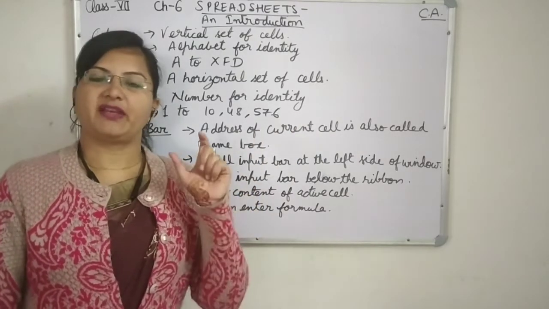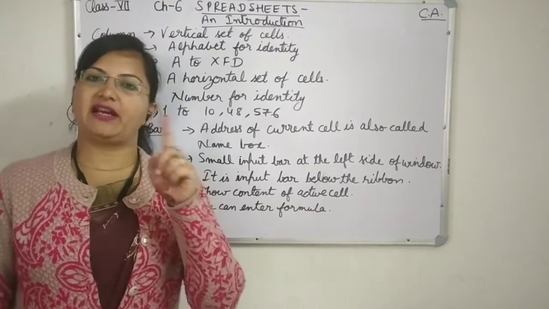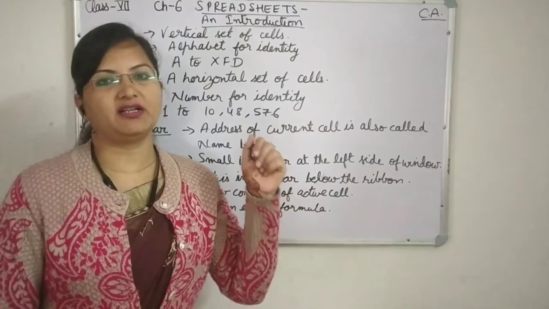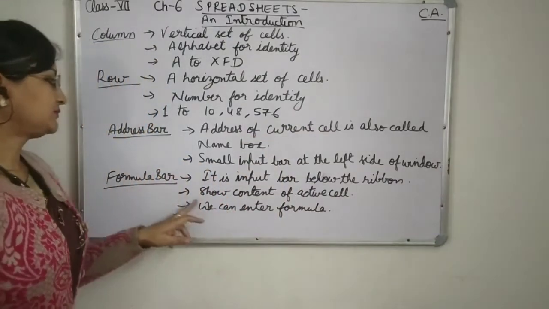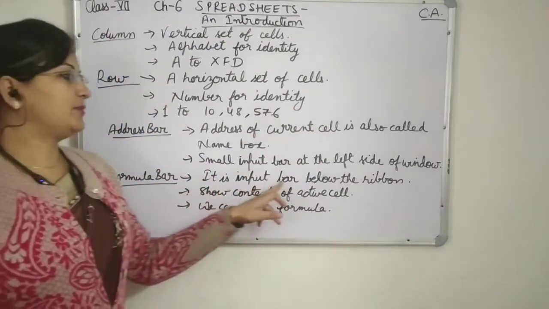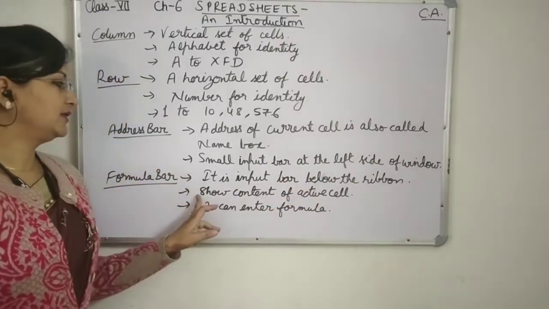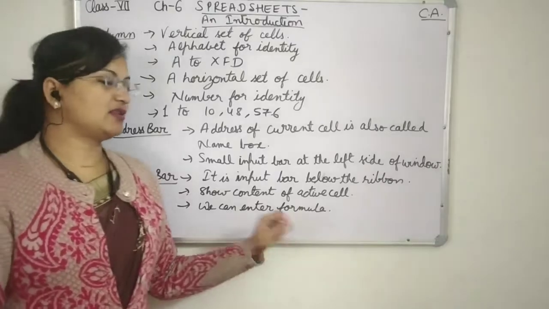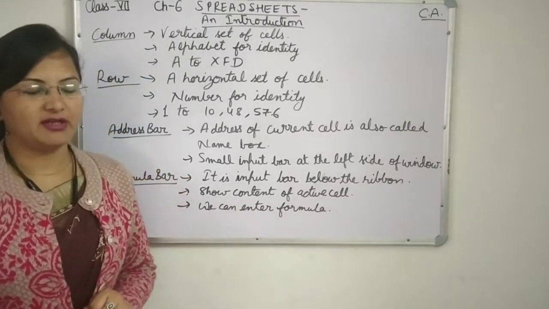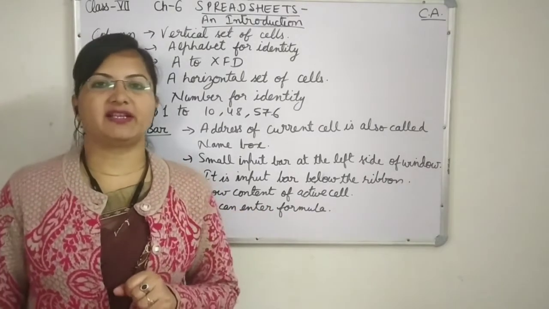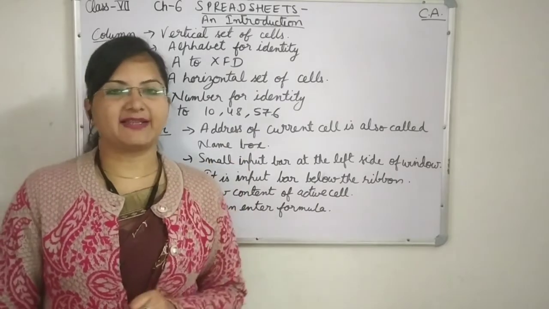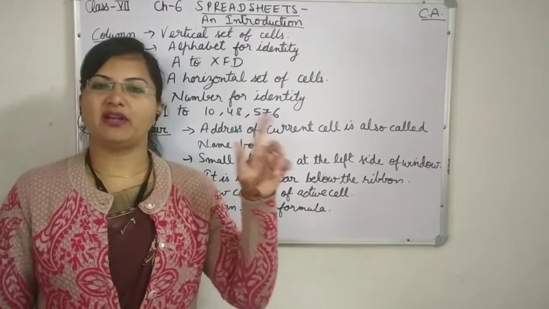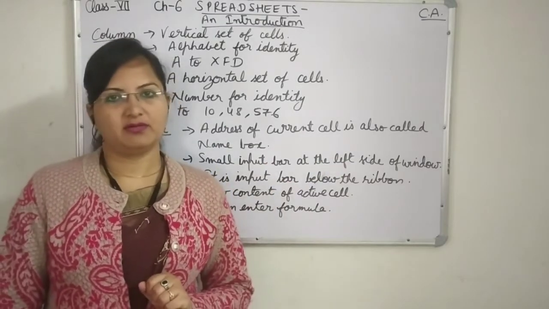Got it? In the address bar, you will be able to see the address of the active cell. In the formula bar, you will be able to see the content of the active cell. So, it is an input bar below the ribbon. Then it shows the content of the active cell that I have explained. We can enter a formula here. Got it? So, to enter the formula, you have to select the cell. Then you have to click inside the formula bar. Then you have to write equal to and enter the formula.